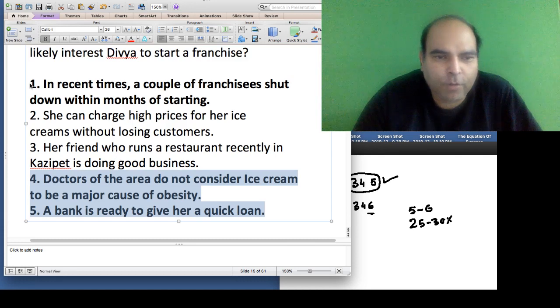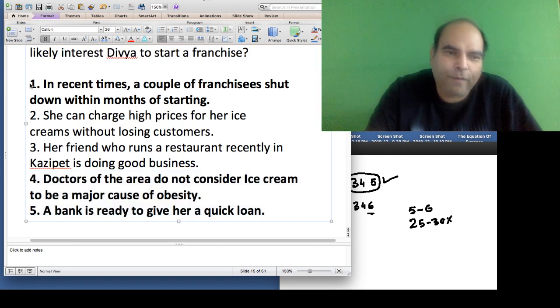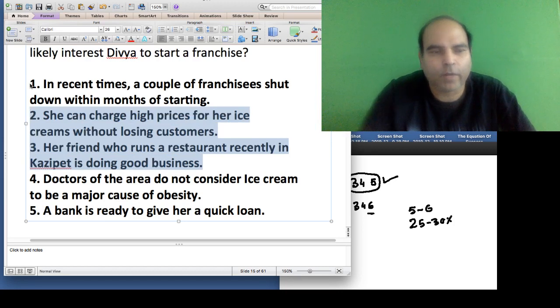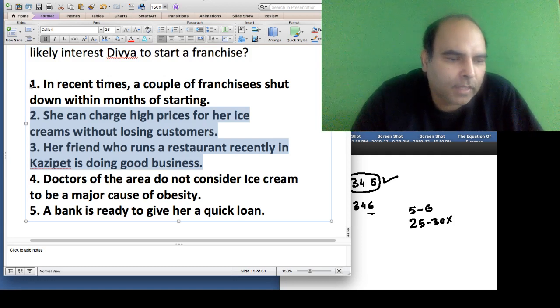And 4 is removed because doctors of the area do not consider. I mean, how do doctors being there make a difference? How do doctors considering something? Ice cream sales are not driven by what doctors of the area think. So 1, 4, 5 are removed. Between 2 and 3, one of them is correct. Which one? So Likit says 2 and Deadman Room talks about 3.